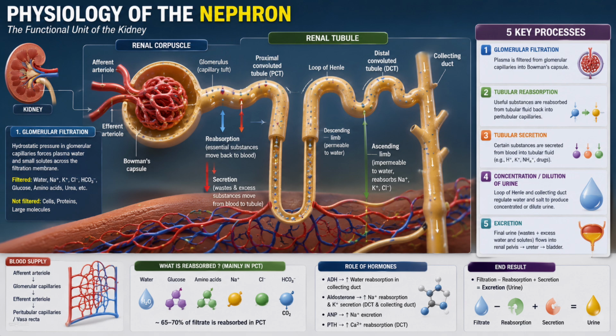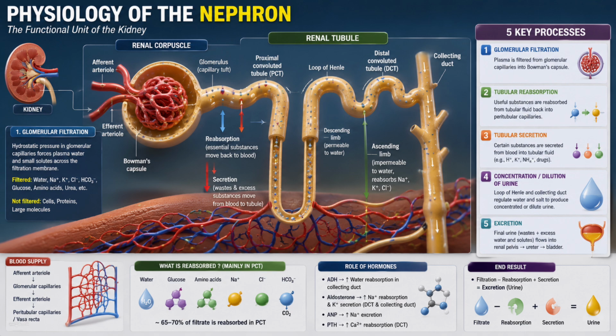retained within the circulation. The filtrate then enters the proximal convoluted tubule, where nearly 65 to 70% of filtered water and sodium are reabsorbed. Almost all glucose, amino acids, and a large proportion of bicarbonate are also reclaimed. At the same time, certain waste products and drugs are secreted from the blood into the tubular fluid.